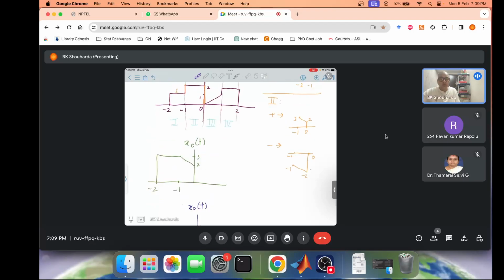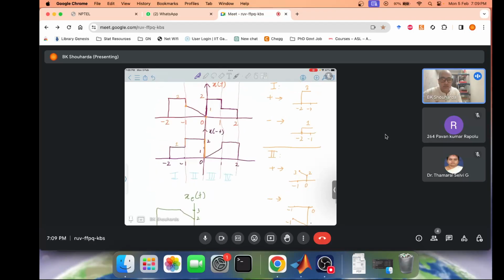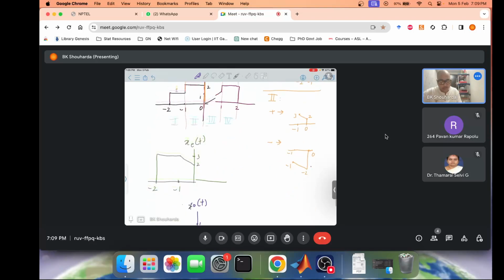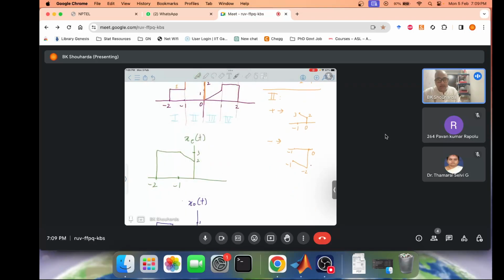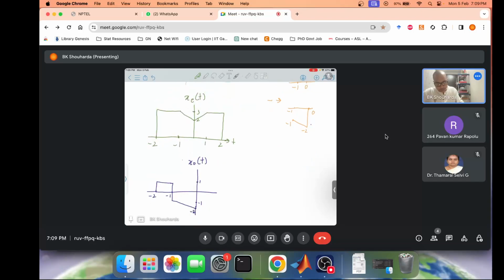Okay, now we will not resort to any addition further. We will use the properties of Xe of t. So what were the properties? An even signal is symmetric around the vertical axis. So you see over here, we simply mirror it around, then you obtain the even signal.